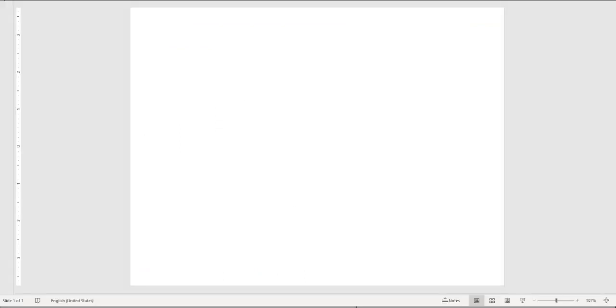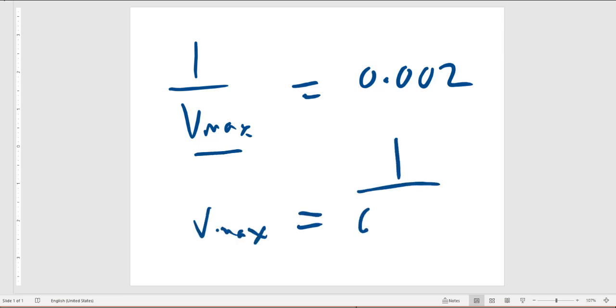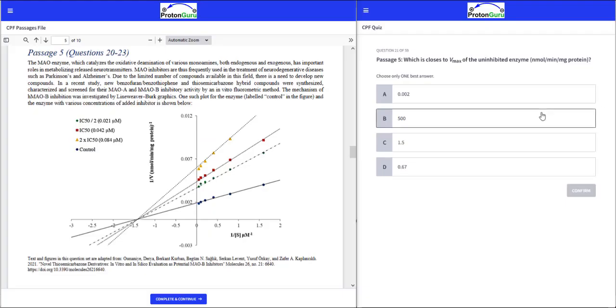0.002. So we'll pull up our whiteboard, and we know that 1 over Vmax equals 0.002. So Vmax is the reciprocal of 0.002. So we'll bump our unit over 3 spaces. We have to bump our decimal unit over 3 spaces here as well. So our fraction becomes 1,000 divided by 2, which is 500. Going back to the question, happily 500 is one of the answer choices.